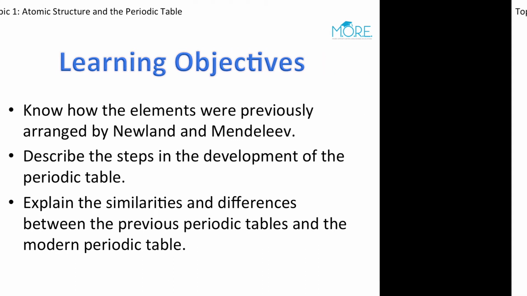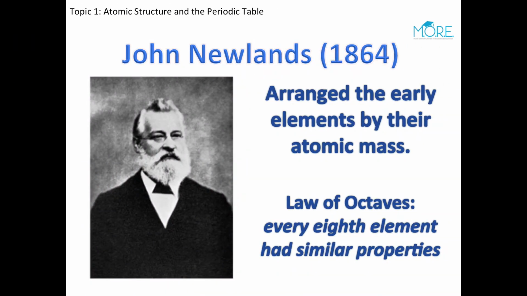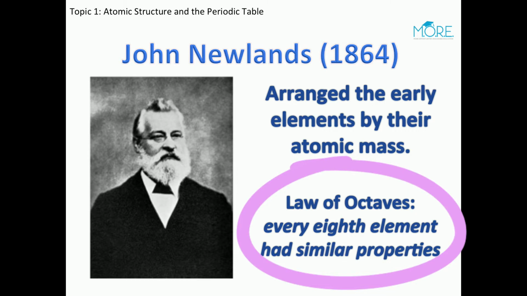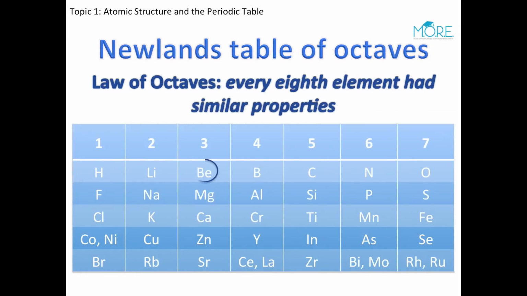Okay, let's get started. In 1864, John Newland arranged the early elements by their atomic mass, and he noticed a pattern which he called the law of octaves. Every eighth element had similar properties. So let's have a look at his table. We have beryllium, and if you count 8 elements along, you will get to magnesium, which has similar properties.